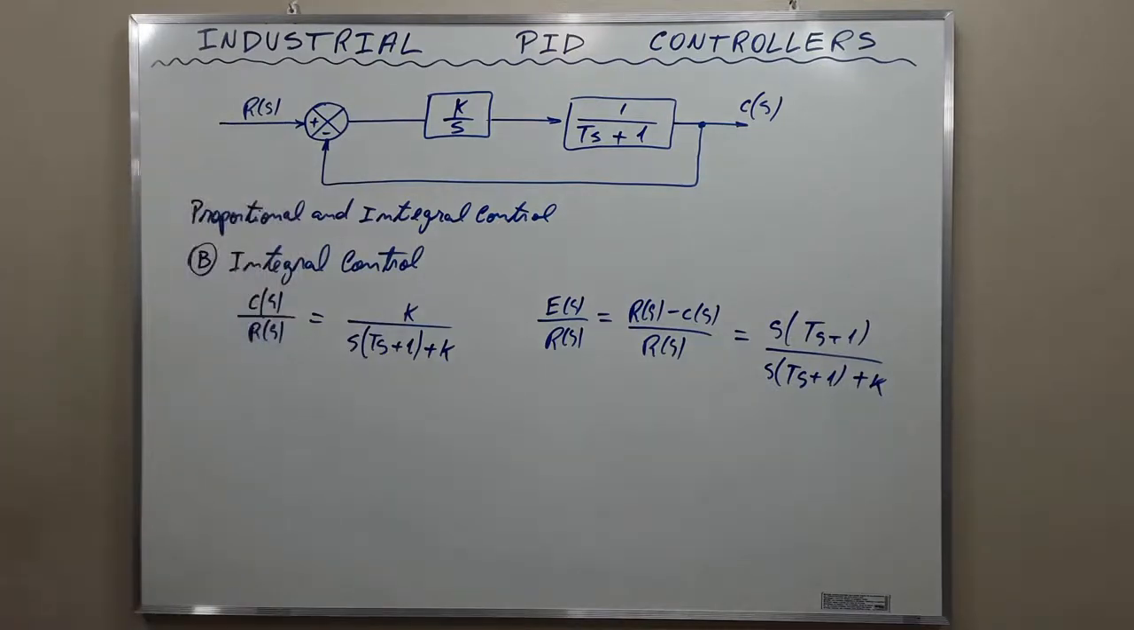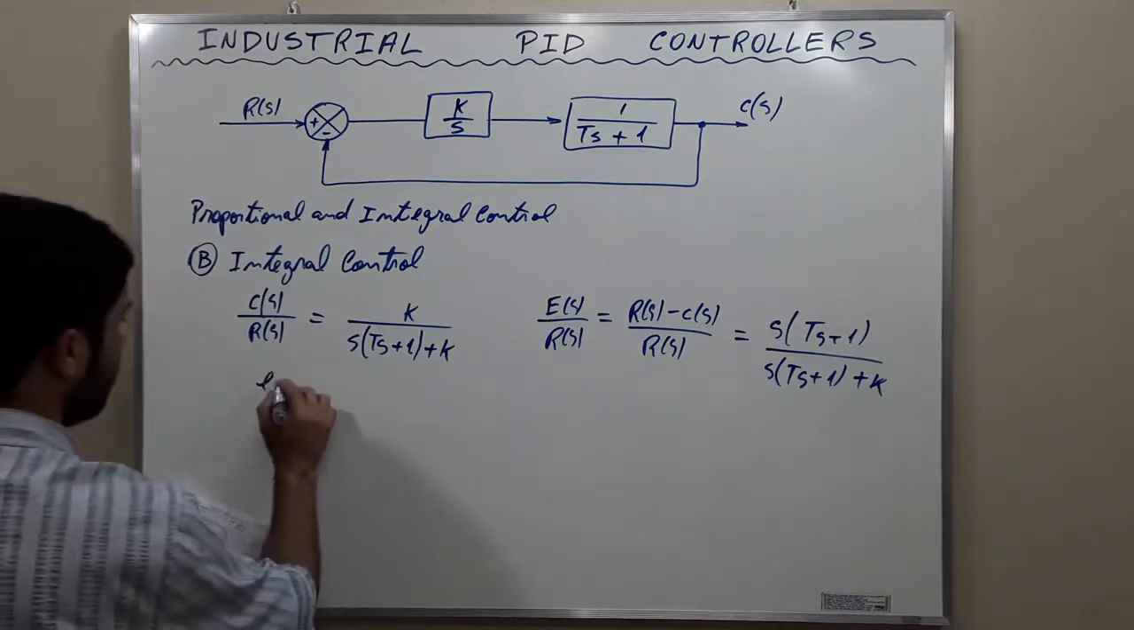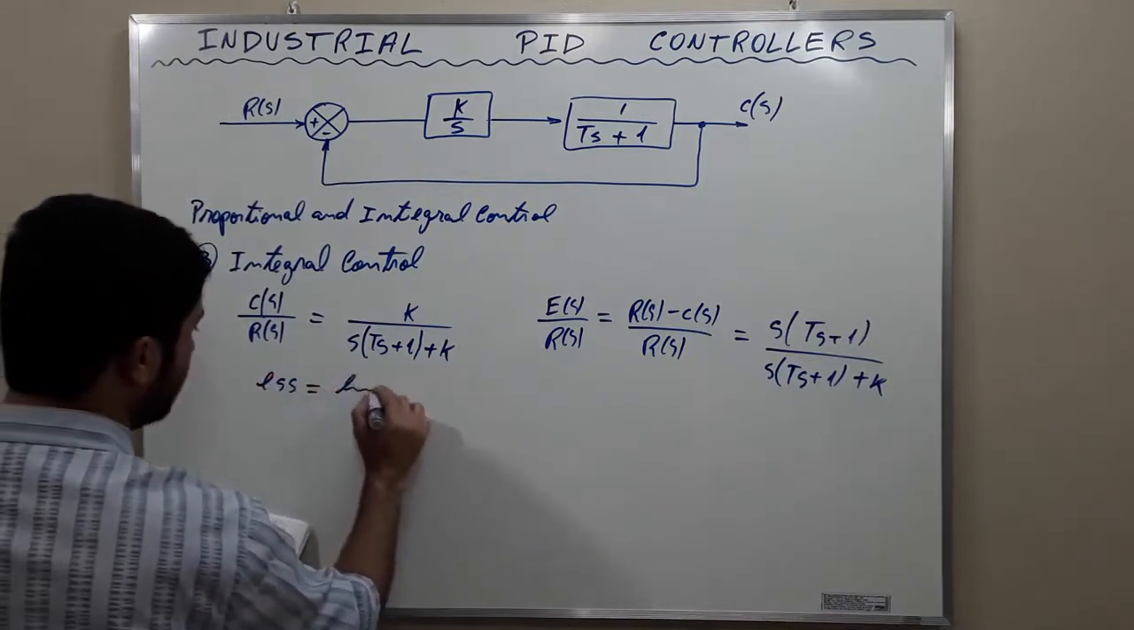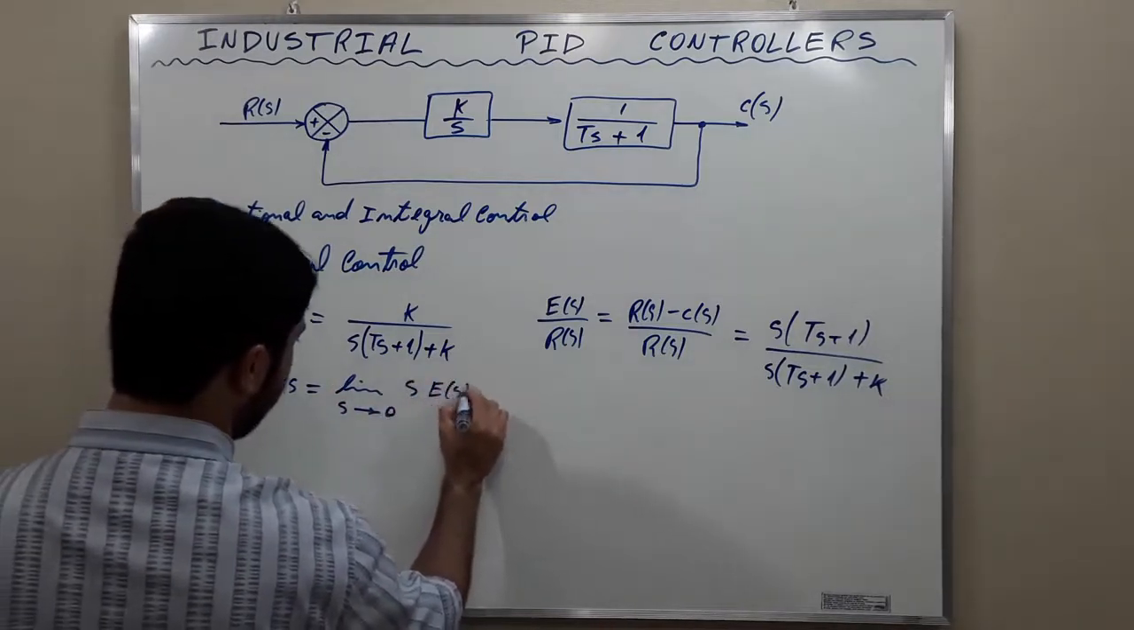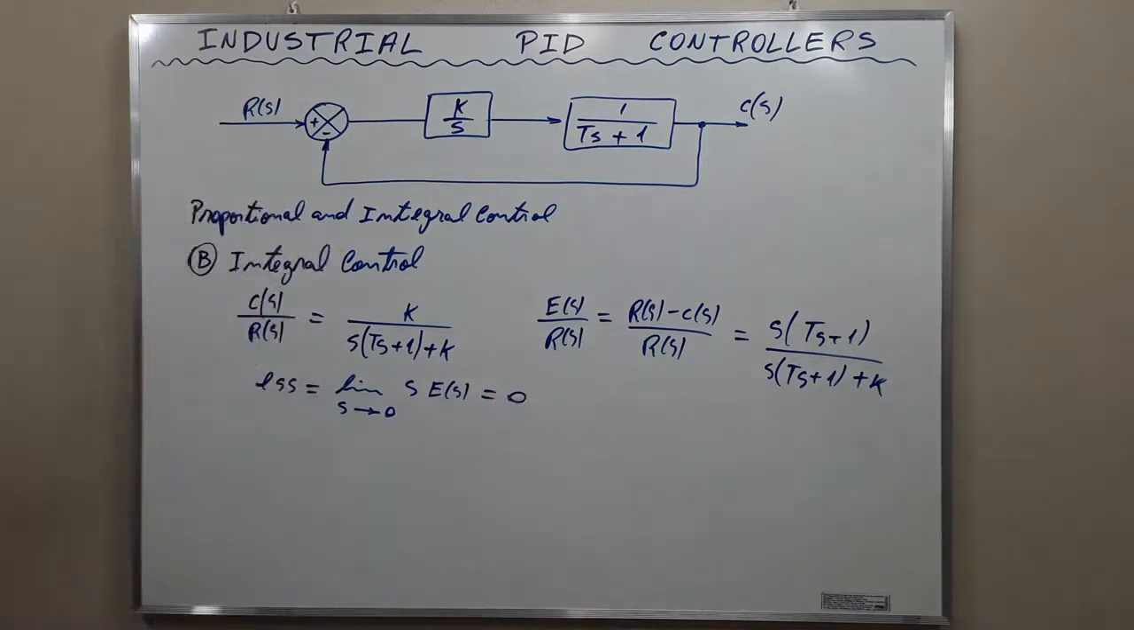Okay? The steady state error is reduced to 0. The steady state error is equal to the limit as S goes to 0 of S E of S, and in this case it is 0. We're gonna see that this is what we wish. We wish to use the integral control to reduce the steady state error to 0.